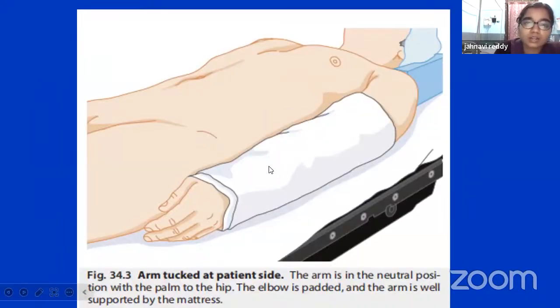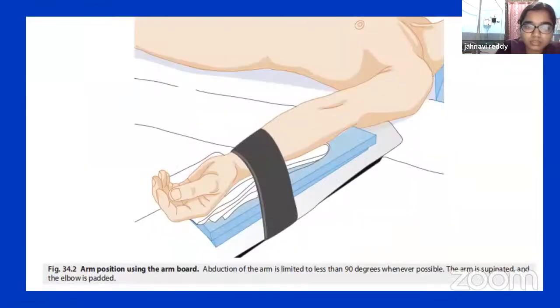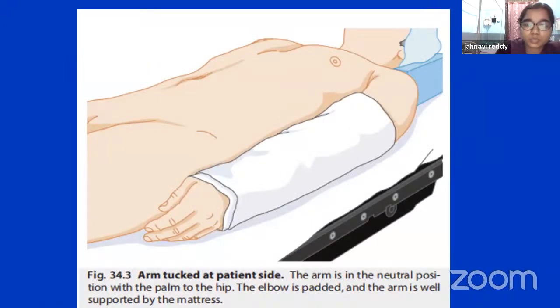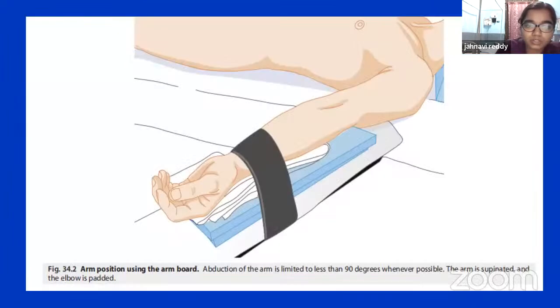In this, the arms are in neutral position, and the palms of the hands are facing towards each other. In this position, the padding should be placed here also, so that we can prevent ulnar nerve injury. And one more position we can see here is supination of the hand. Arms can be placed in two positions: one is with the palms facing towards each other, and the other is supination of the arms.